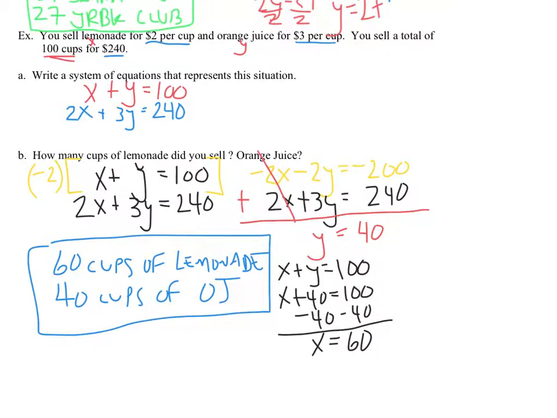And then again, to check this, we would do 60 plus 40. Yep, that equals 100. If I plug in a 60 here times 2, I get 120. If I plug in a 40 here multiplied by 3, I get 120. 120 plus 120 is 240. That tells me I have the right answer.